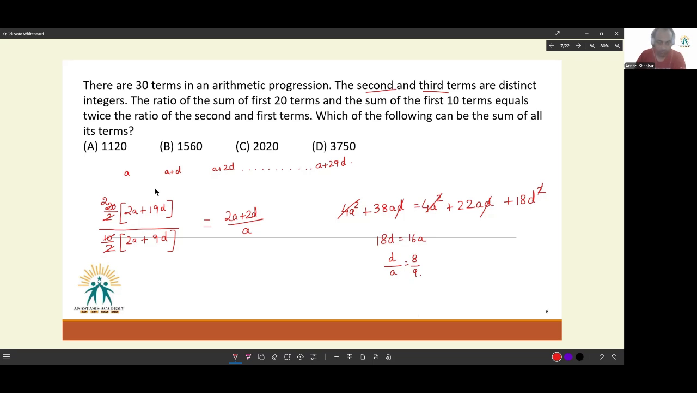Okay. So if I look at my first term, it is 9k. My second term is 17k. My third term is 25k. So on and so forth. And 29 into 8 is 232. 232 plus 9 is 241k. So the last term is 241k.